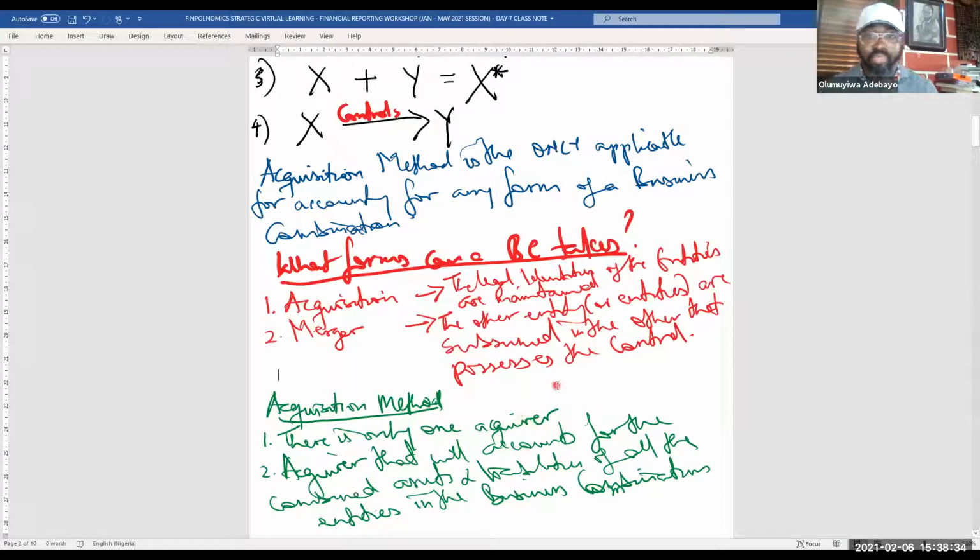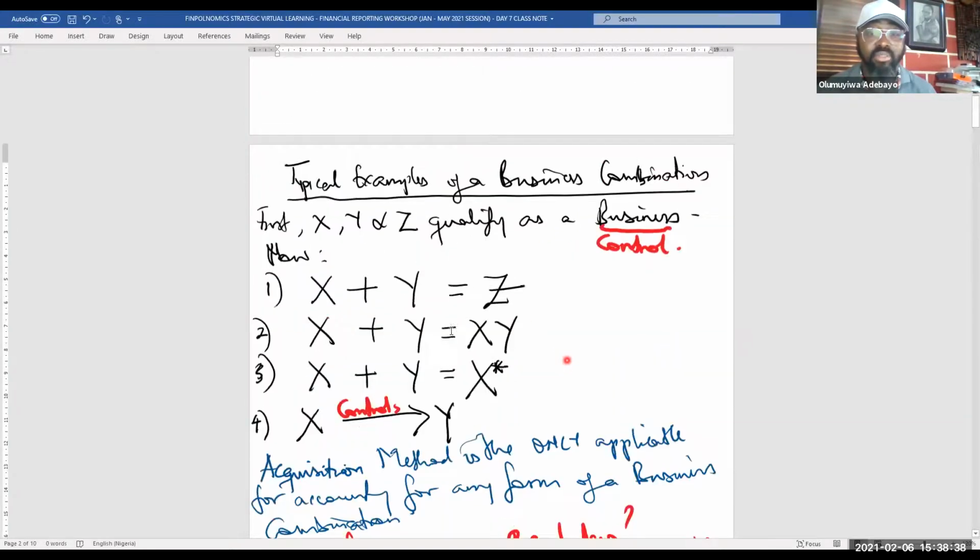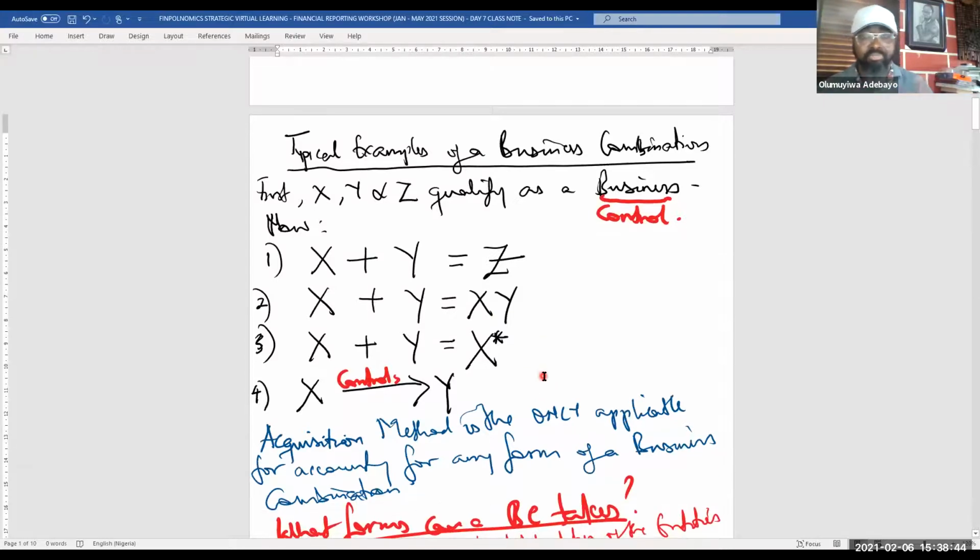And if that is the case, let us come back here. In each of these four examples of how combination can take place, can you identify who is the acquirer in each of them? Just pick one and answer it. Another person pick one and answer it and justify.